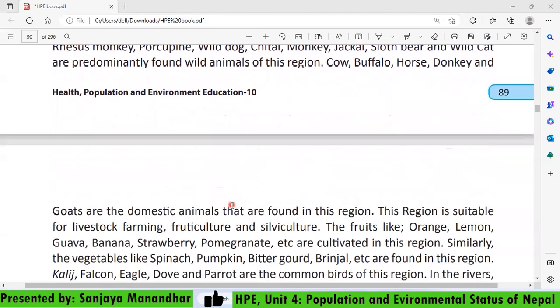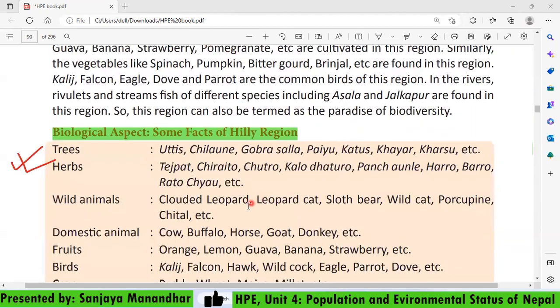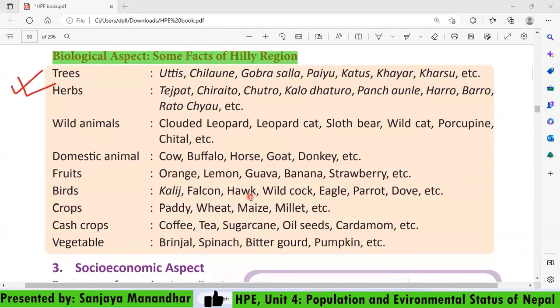Now let's go to the summary of this biological aspect. We already know in biological aspects we have plants, animals, and birds. Look here. What type of trees are found? You just note them down. Uttis, Chilaune, Gobre Salla, Poyu, Kotus, Khair, Khosru, Khorsu. So these are the trees found here in the hilly region. Herbs: Tezpat, Chiraito, Chutro, Kalo Thaturo, Pach Aule, Harro, Barro, Rato Chiau.